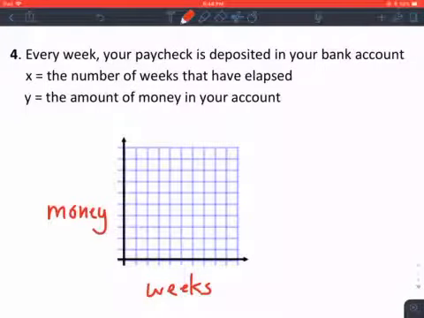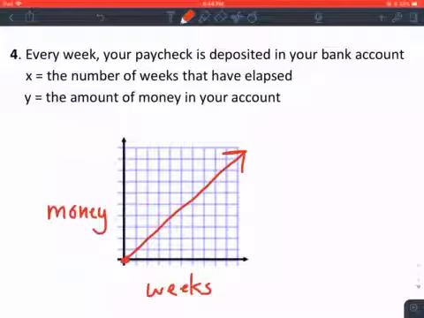Let's say before you started working this job, you had no money in your bank account. But every single week you're getting paid the same amount, so every single week your bank account is increasing. So this would be a graphical representation for number 4.